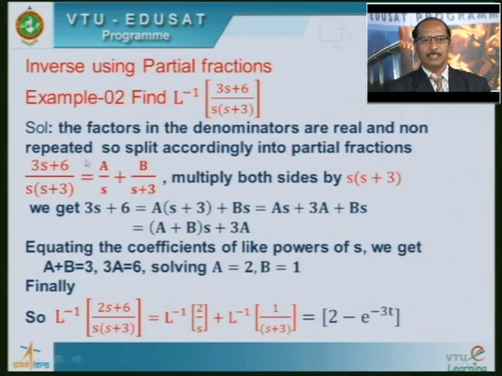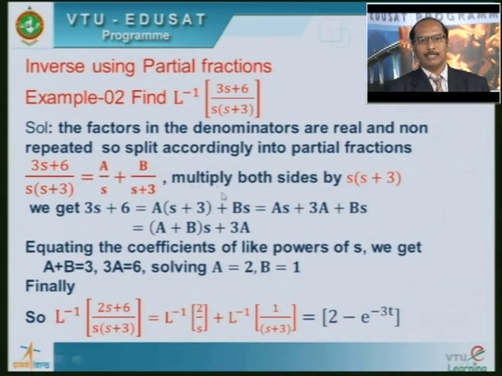How is it done here? 3s plus 6 divided by s into s plus 3 can be written in partial fractions as a divided by one linear factor s, plus b divided by another linear factor s plus 3. So, here the problem is to calculate the values of a and b.